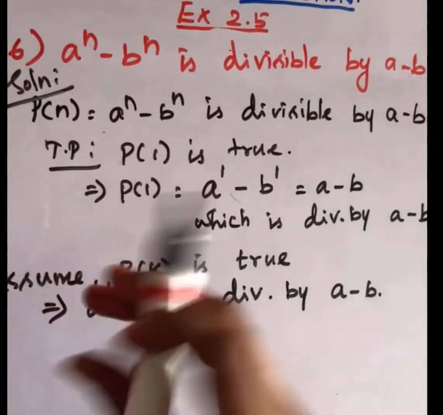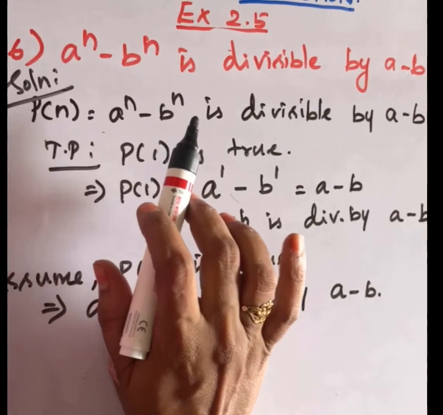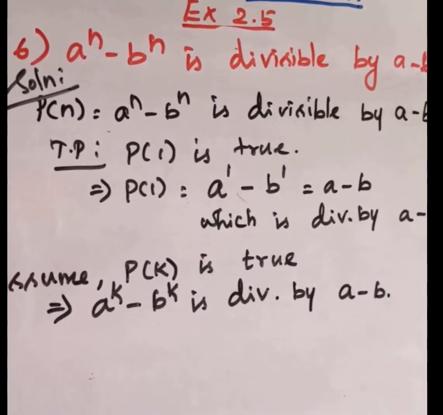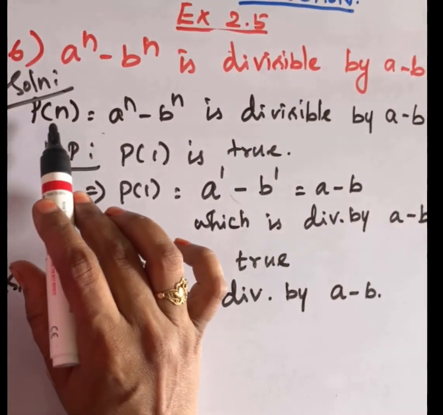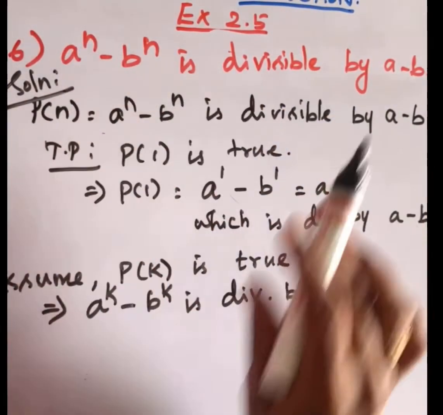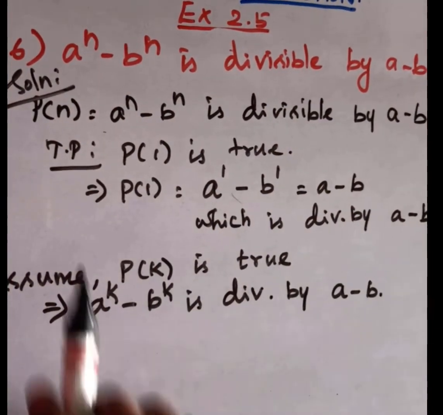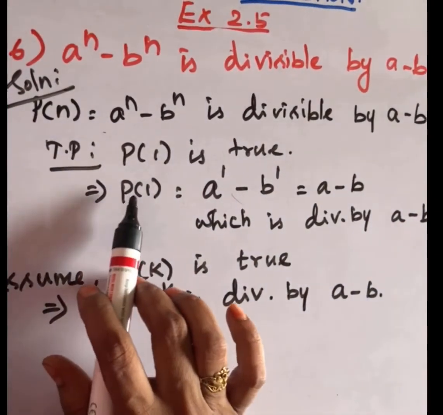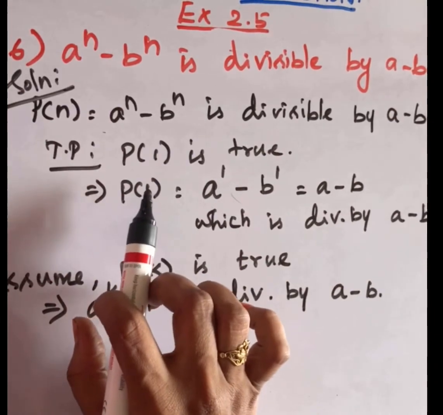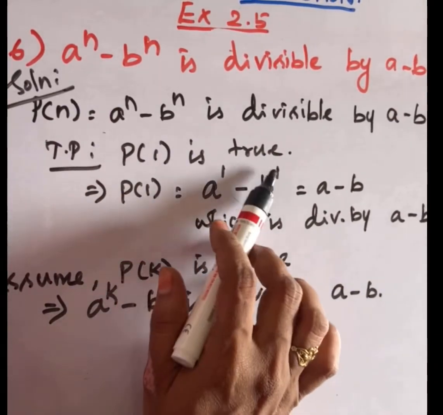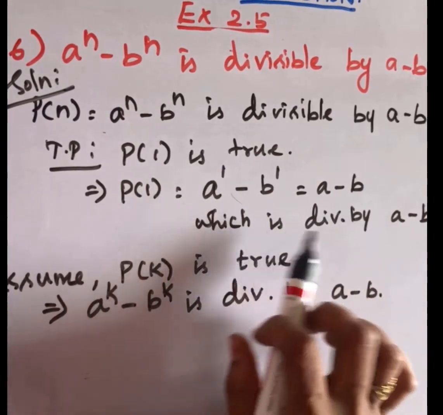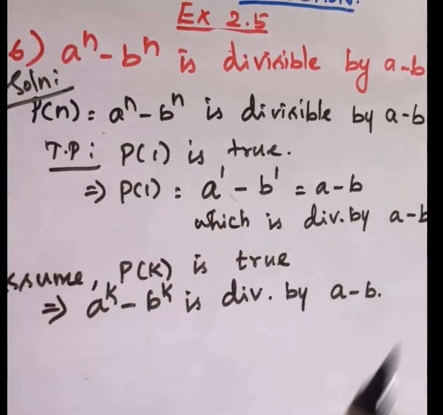So, sixth problem: a power n minus b power n is divisible by a minus b. So, it is a statement, and that is P of n is equal to a power n minus b power n is divisible by a minus b. First, we have to prove P of 1 is true. What is P of 1? Instead of n, you have to substitute 1. So, a power 1 minus b power 1, that is equal to a minus b, which is surely divisible by a minus b.